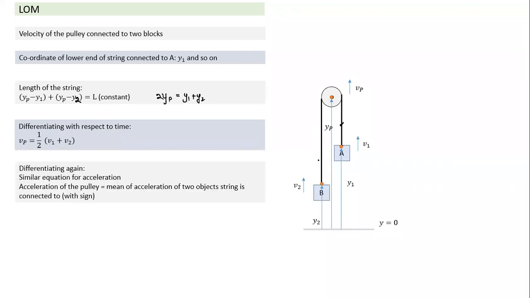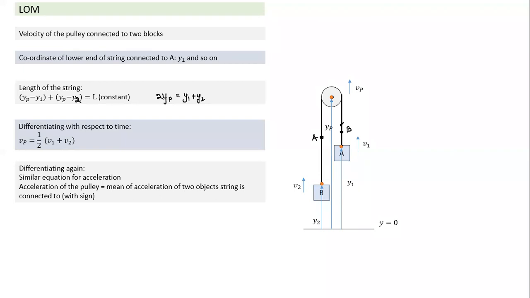And we can extend this logic here. Differentiating again, we'll get a relationship between accelerations also. What is the acceleration of the pulley? Mean of the accelerations of the two objects the string is connected with, with sign. There's another important point we can make use of. It is not necessary to consider only the block. How about if we take a particular point on the string here? Let's call this point A. And if I take another point on the string, it doesn't matter where, it need not be at the same level.